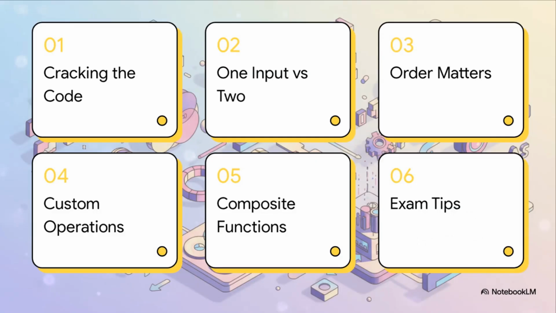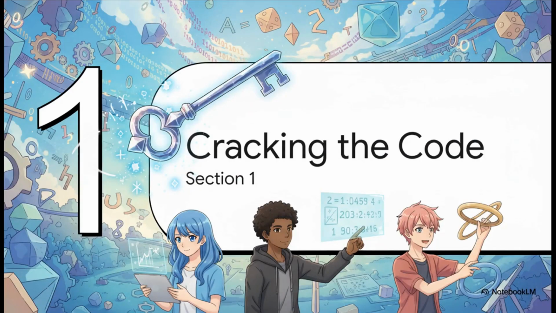Here is a quick look at our exam prep roadmap. 1. Cracking the algebra code. 2. One input versus two. 3. Order matters, non-commutativity. 4. Solving custom binary operations. 5. Evaluating nested composite functions. And 6. Final tips for exam success. All right, let's kick things off with Section 1, cracking the algebra code.